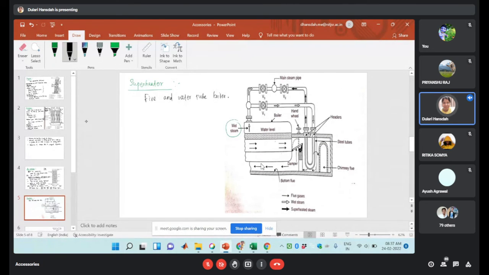If you remember, we have seen the internal structure of the Cochran boiler and Babcock Wilcox boiler. In both cases, we have the superheater. So superheaters are used in both the fire tube and water tube boiler. Small boilers are not utilizing this superheater. So what is the advantage of the superheated steam?